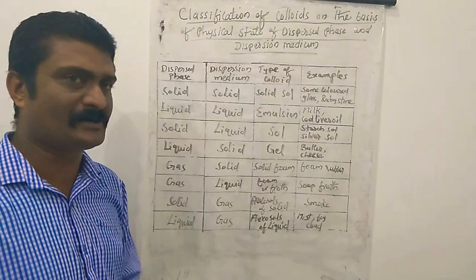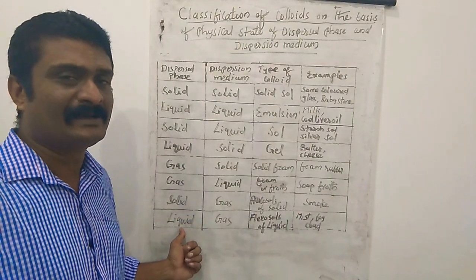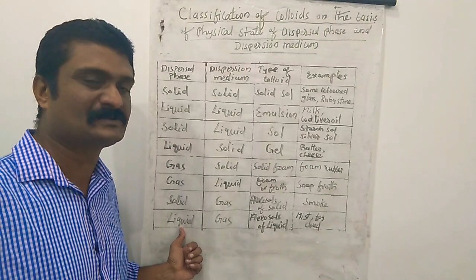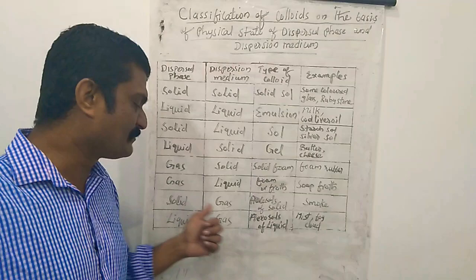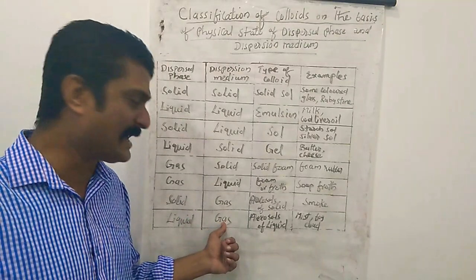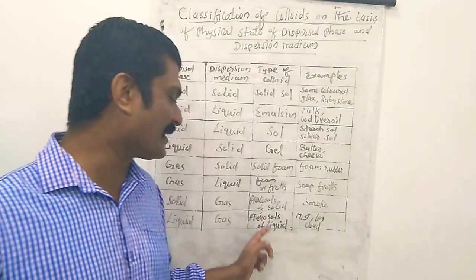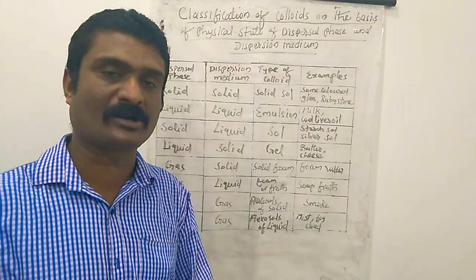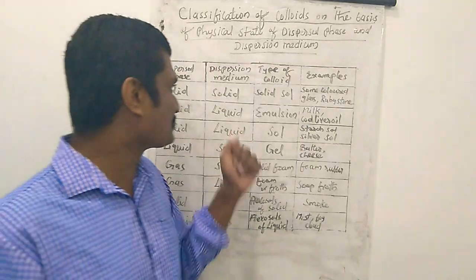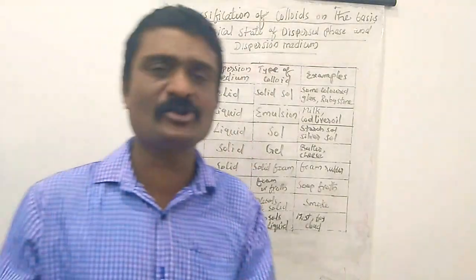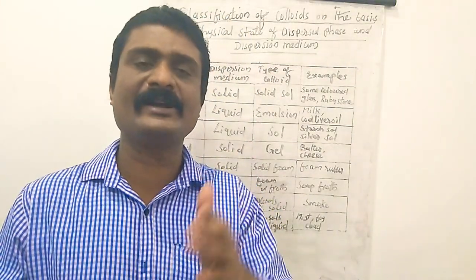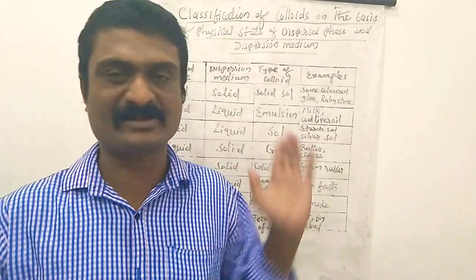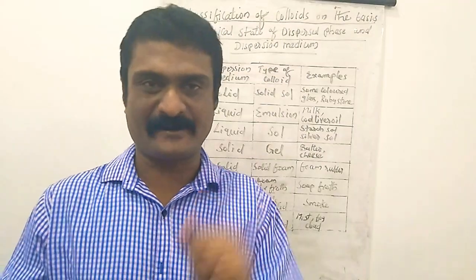Then, solid colloidal particles dispersed in gas, the type is called aerosol of solid. Example, smoke. Then, next type, last type, the liquid colloidal particles dispersed in gas, the type is called aerosol of liquid. Example, mist, fog or cloud. Okay, please listen. Then I am going to share a simple way to remember this classification. Please listen.